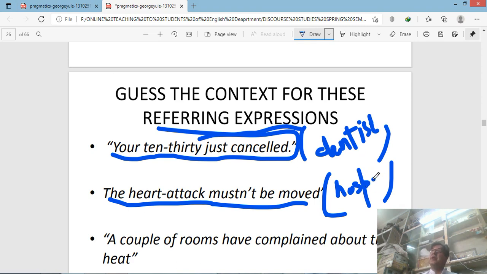So sometimes even the sentence, the linguistic expression, enables us just to guess the context. For example: "The hospital and the dentist or any doctor, and a couple of rooms have complained about the heat." Obviously this tells us the context of a hotel, where some clients have taken some rooms, and where some heat issue must be. So we can say hotel. All right. So my dear, sometimes the sentences themselves are enough for the context.